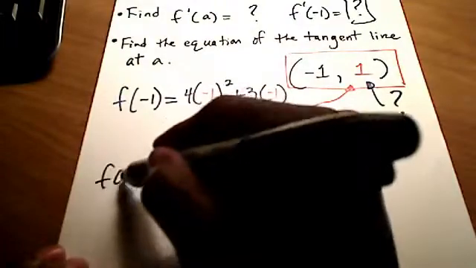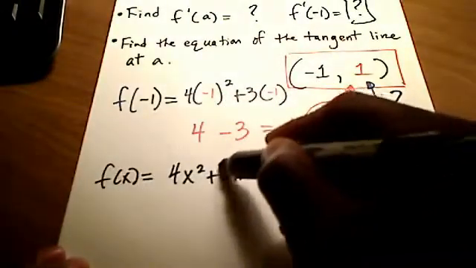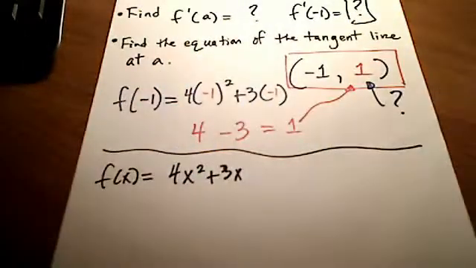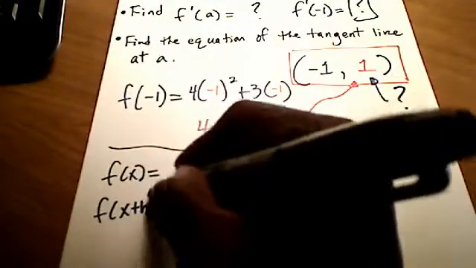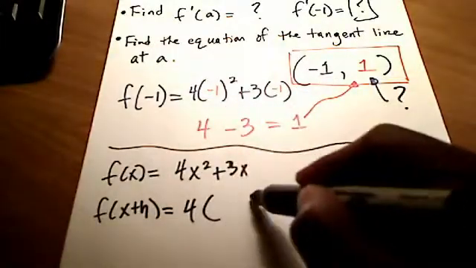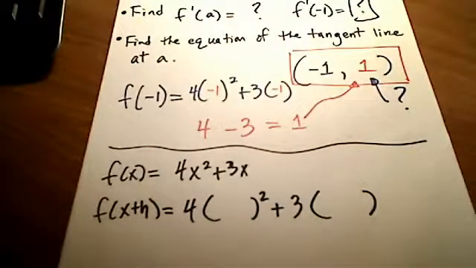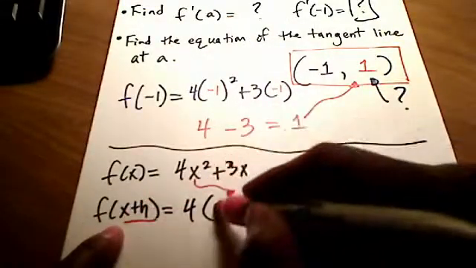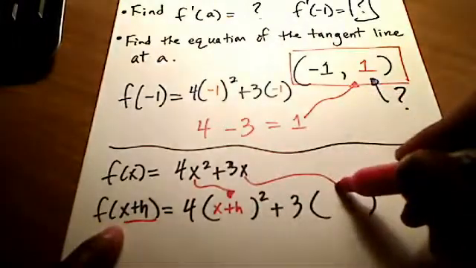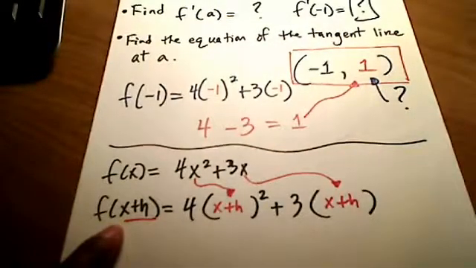So I know what f of x is. That's simply 4x squared plus 3x. That was given to us at the very beginning. Now let's go find what f of x plus h is, because we need to plug that into our difference quotient. Anywhere I see an x, instead of x, I'm going to plug in this thing here, which is x plus h. And I need to work this out.